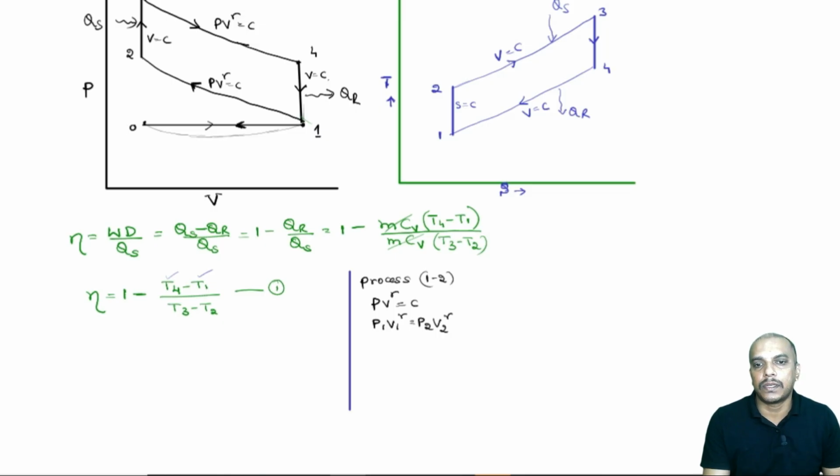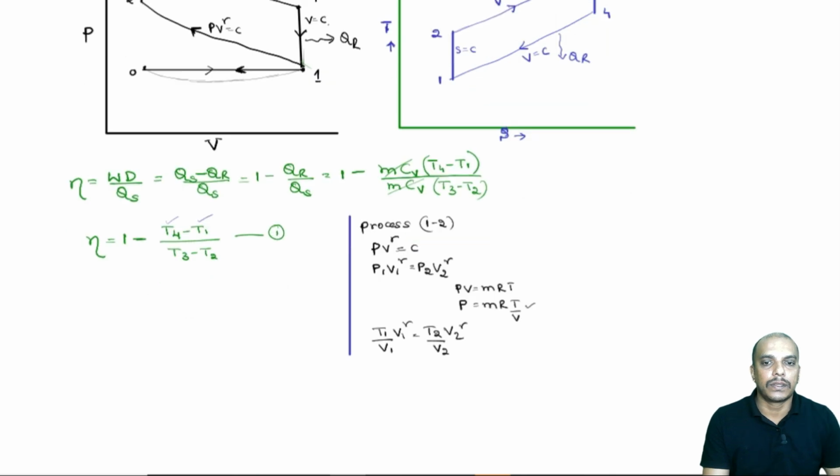Actually I am interested in temperature, not in terms of pressure. So I will try to eliminate pressure. We have done this earlier also. PV is equal to mRT, I will use. In place of pressure I can use mRT by V, but here m and R will cancel out. So I will write T1 by V1 in place of P1: T1 by V1, V1 power gamma is equal to T2 by V2, V2 power gamma.